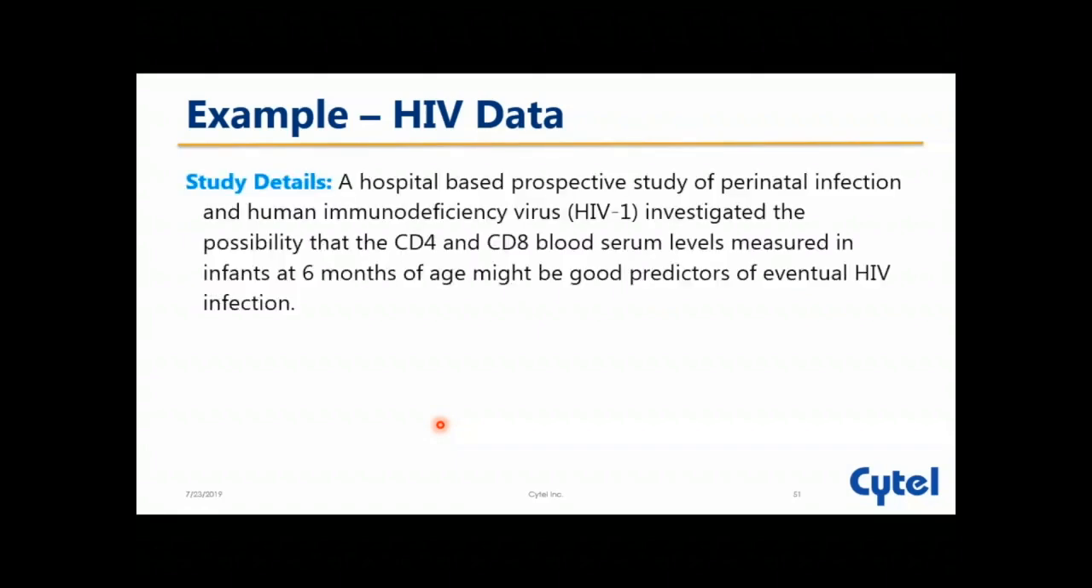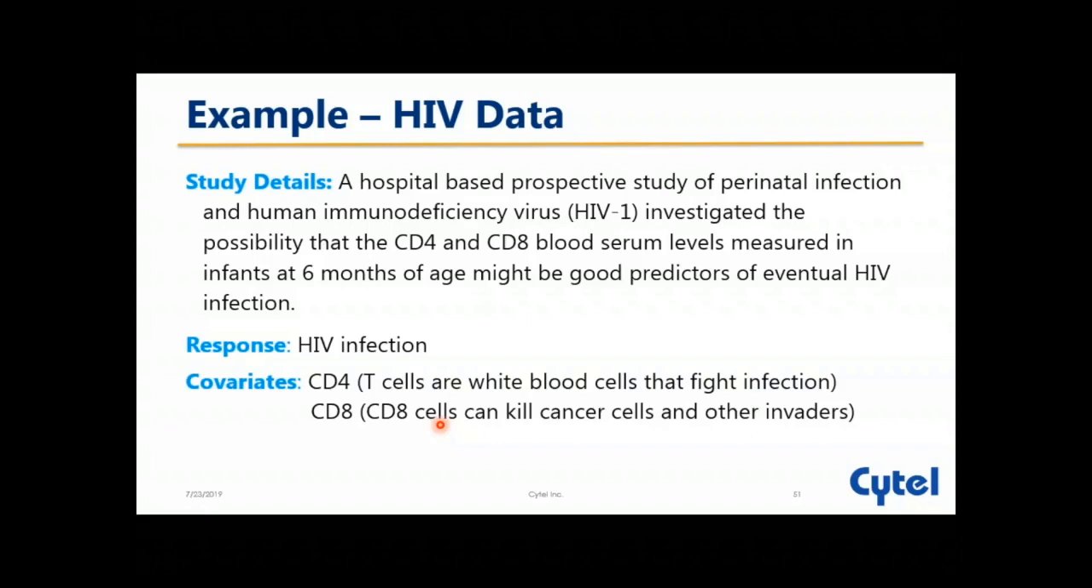I've considered a study related to HIV. The study is about perinatal infection and HIV infection investigated among infants at 6 months of age. So these infants have got infection from their mother before birth or during birth. Some infection is observed, but whether it will eventually turn into HIV infection or not, that is to be decided. So that is the response. If it will eventually become HIV infection or not, so it is a binary response.